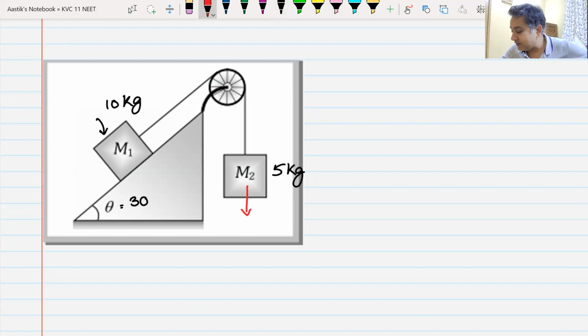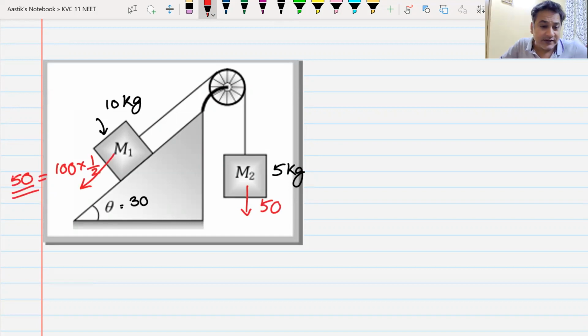Because if you look here, this is 50 newtons. This is 10 into 10, 100. 100 into half, 50. It is also 50. This is 50. This is also 50. It cannot move. And the acceleration, my dear friends, is definitely 0. Do we understand this? Yes or no? Comes the next question.